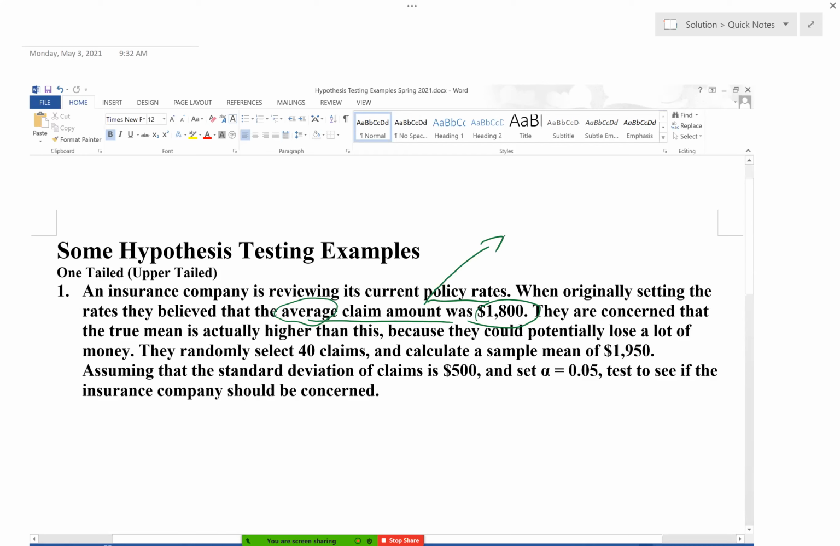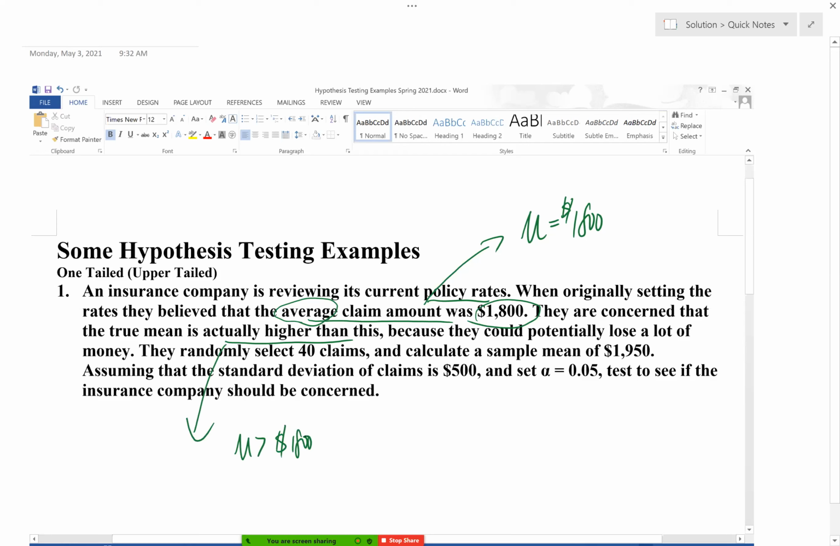It should be the other one, all claims, because when they set up the policy rate, they will look at all the claims and just add up all those claims and divide by the population size. So this is actually the population mean mu. We're given the population mean mu of $1,800. And they are concerned that the true mean is actually higher than this. This is their concern, so they want to test this. This indicates mu is greater than $1,800.